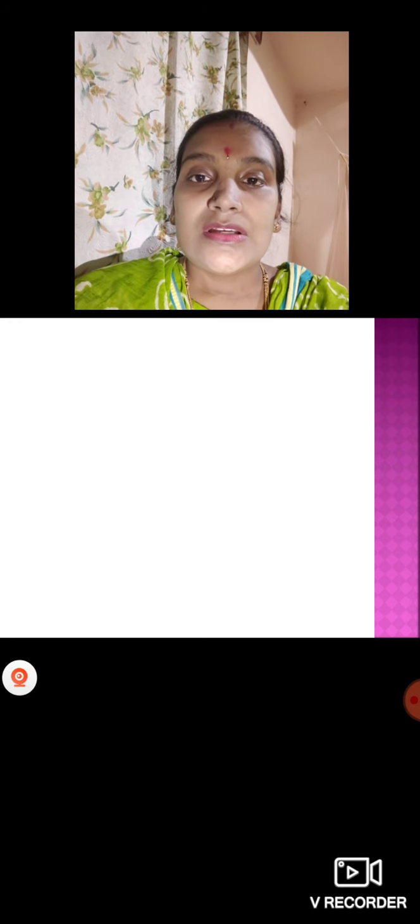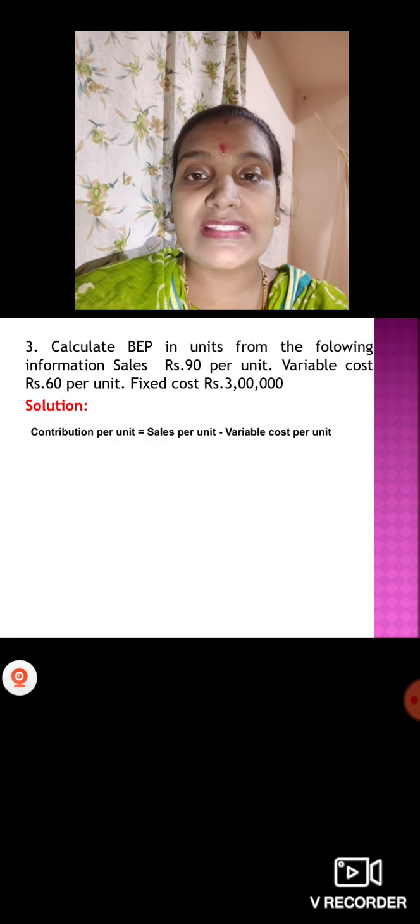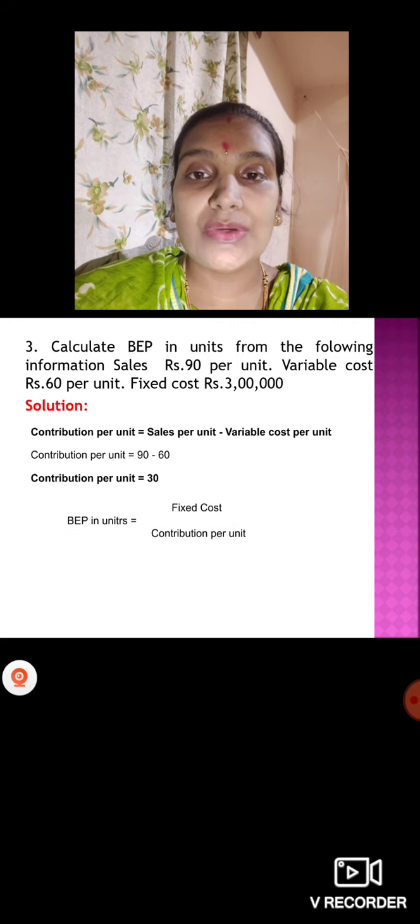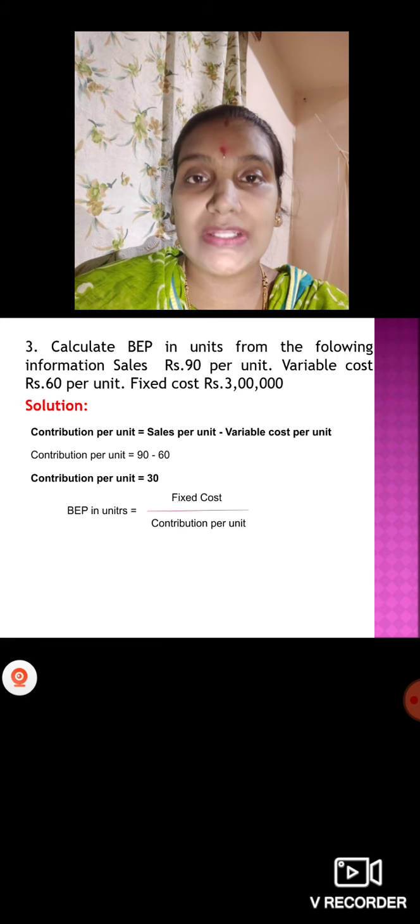Okay. So next problem, third one, calculate break-even point in units from the following information. Sales we have rupees 90 per unit, variable cost 60 per unit and fixed cost they are given 3 lakh. Okay, so solution we will see how to calculate it. Contribution per unit we should calculate first. So sales per unit, how much we have? 90 here and variable cost 60. Okay, so 90 minus 60. Contribution per unit, how much we will get? 30 rupees here.